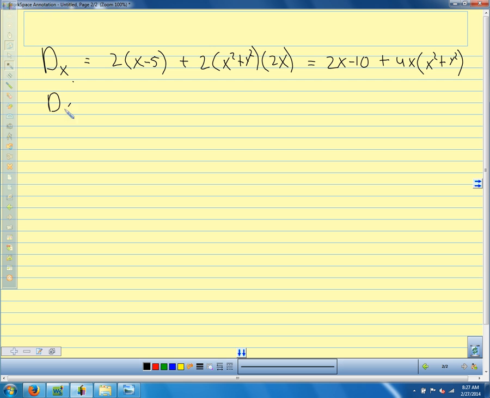And we take the partial with respect to y, and we get 2 times y minus 5 plus 4y, a similar derivative, 4y times x squared plus y squared. And when I expand and simplify that, I get 2y minus 10 plus 4y times x squared plus y squared.